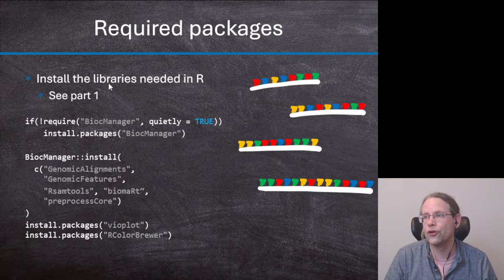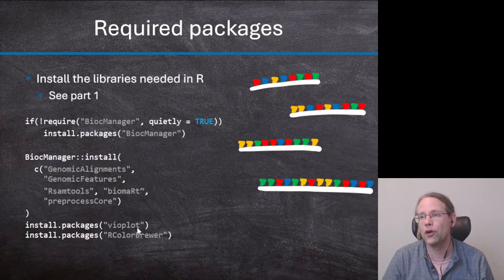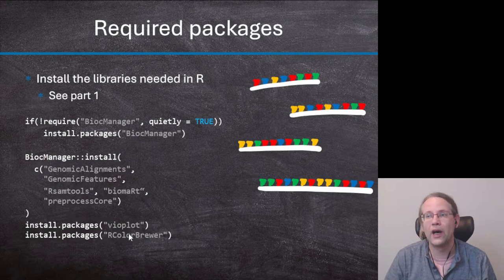So we're just going to install the libraries needed. I already did this, but if you need to install them, you only have to do this once. We use BiocManager, so Bioconductor, to install five different packages: SummarizedExperiment tools, biomaRt, preprocessCore, GenomicAlignments, and GenomicFeatures. Besides that, we need two additional packages, which we can get from CRAN, so we can just use the install.packages command for that. That's vioplot for making really nice violin plots, and RColorBrewer to have some fancy colors.